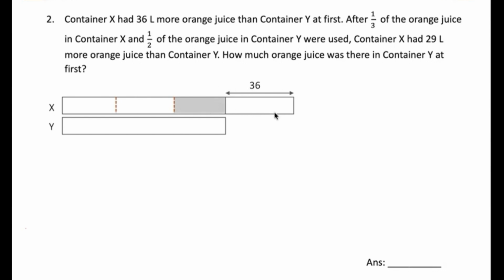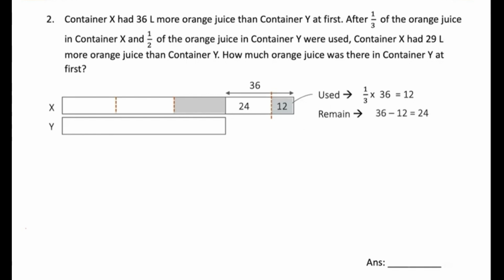Now look at the other portion. 36, 1/3 of 36 is used. Okay, this is 1/3, roughly. 1/3 times 36, you get 12. So 12 liters is used. And what's left? 36 minus 12, 24. So, okay, that's container X.